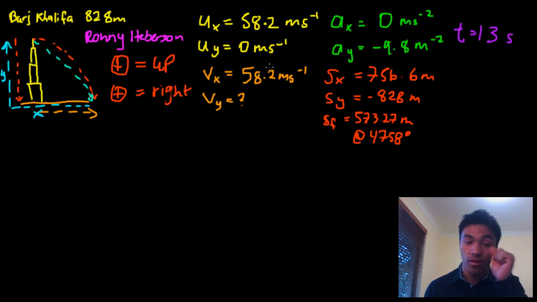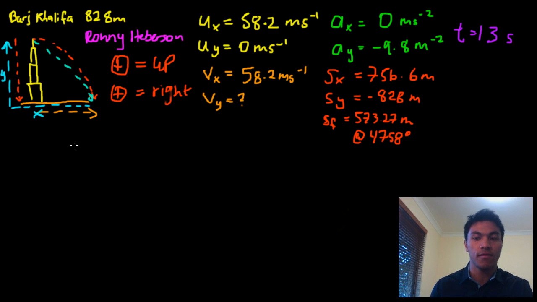We know the horizontal component. We know that it's 58.2 meters per second in the horizontal. We already know intuitively that considering air resistance is negligible in the horizontal, if you notice here, the final velocity is going to be the same as the initial velocity. So there's no acceleration in the horizontal component, considering air resistance is nil. So first, let's find out Vy.